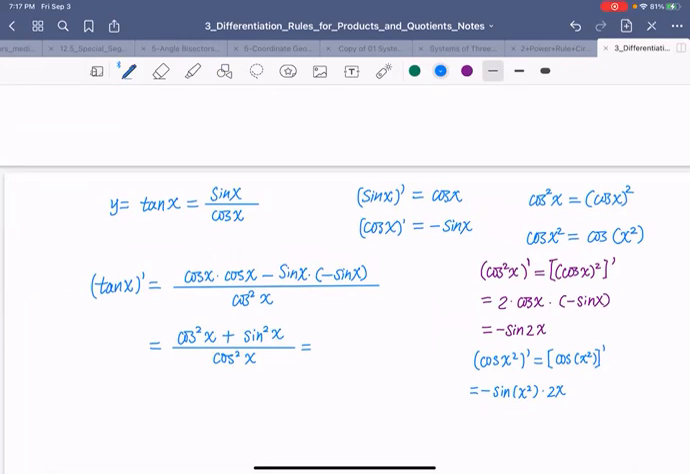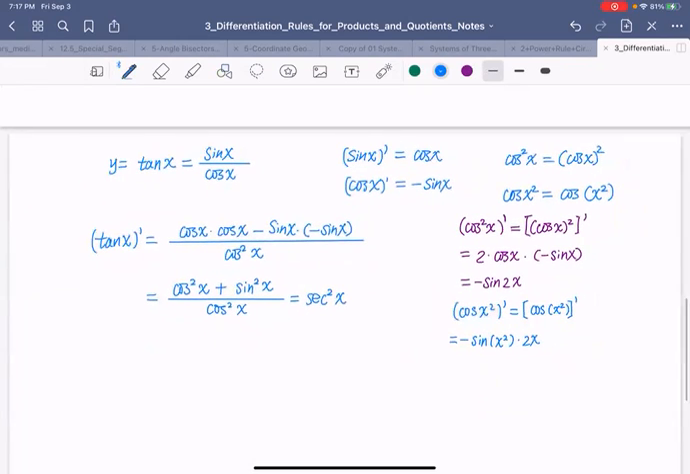Secant squared x. Thank you. Okay. Next. Cotangent x derivative. Angela, go ahead, do this one.